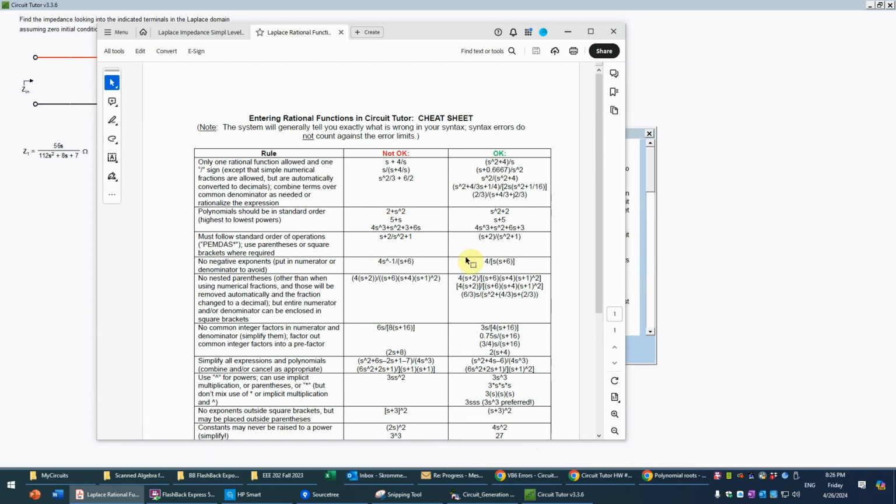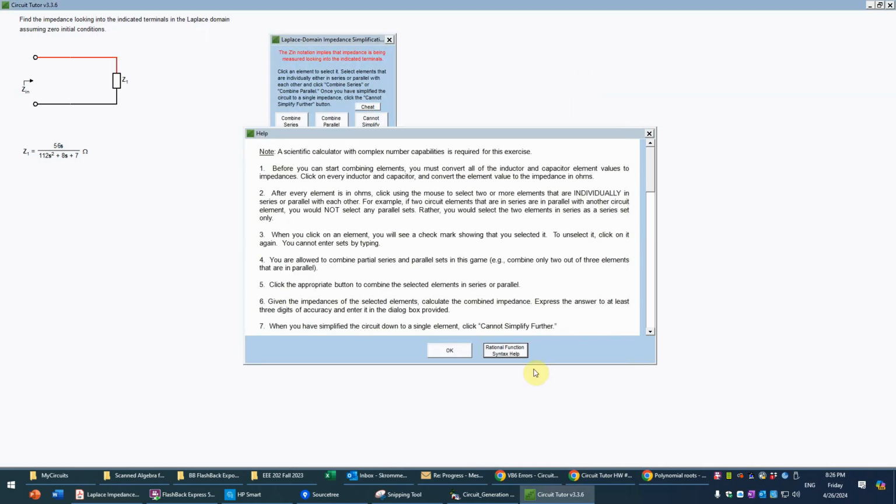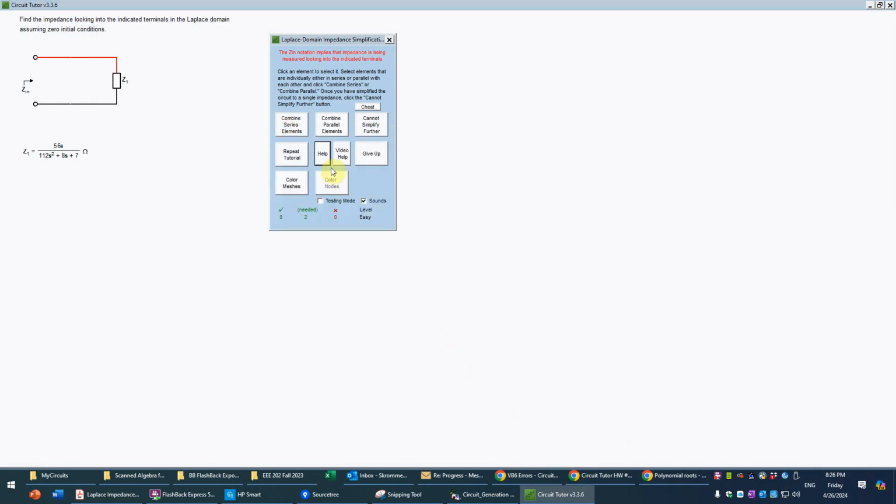Most of the time, you probably won't need to use this, and it will tell you anytime you make a mistake, basically what you're doing. But if you want to review this, that might help you learn to enter those things so that you won't have any problem. Okay. And anyway, that's accessed through the normal help menu in general.